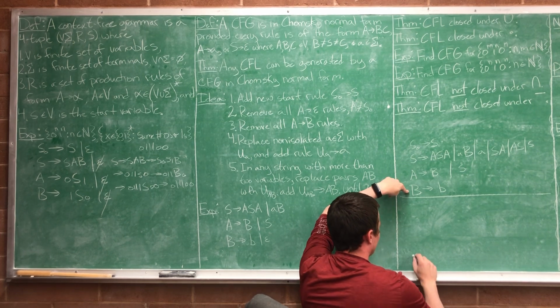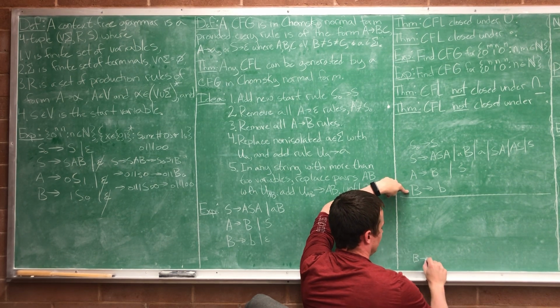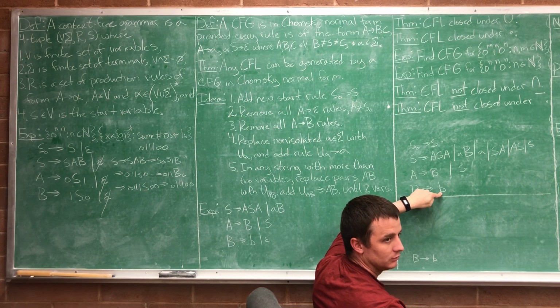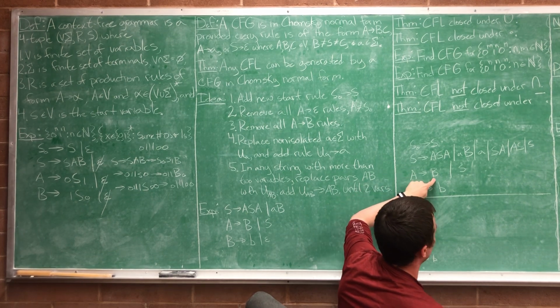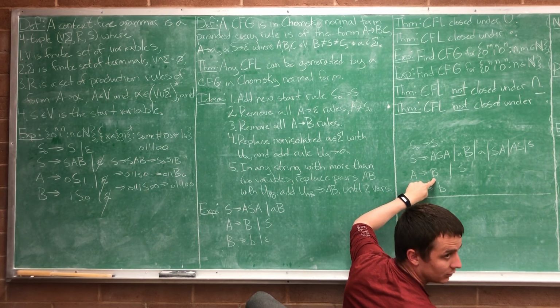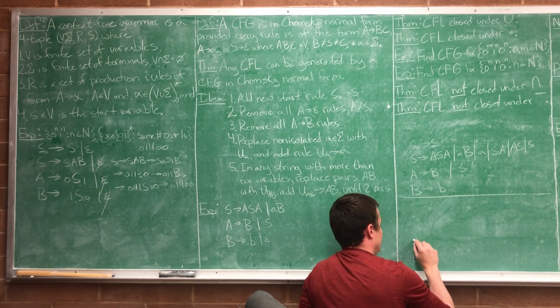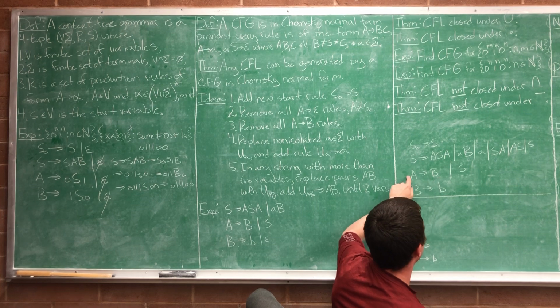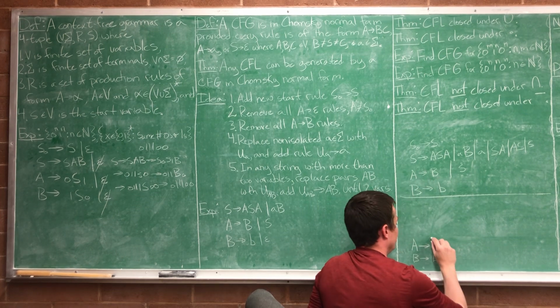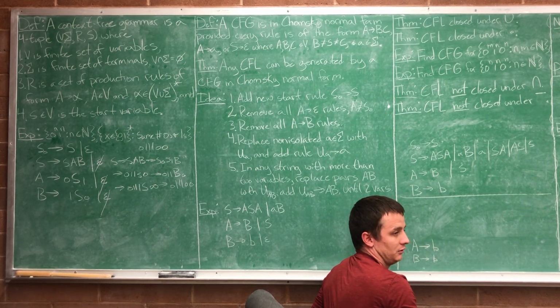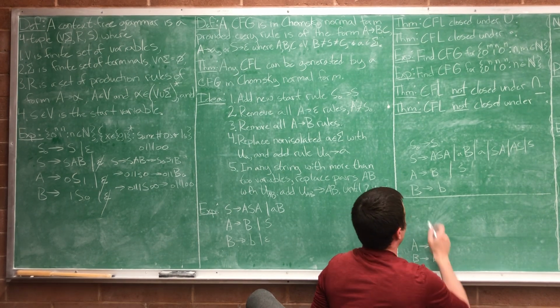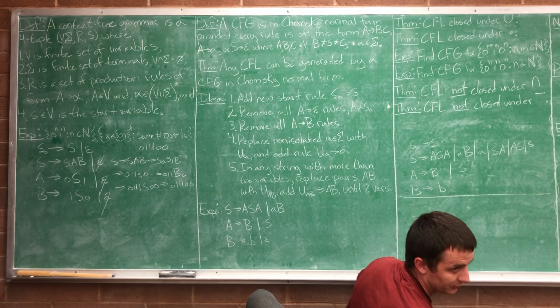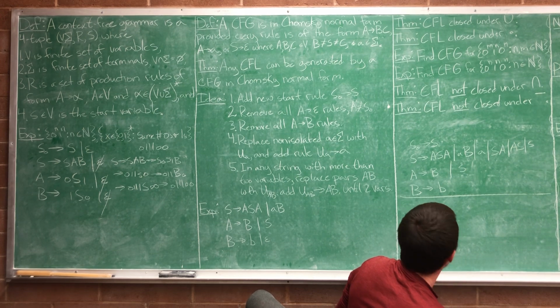So B goes to little b, that's still perfectly fine. Remember, little b is a terminal. All right, A goes to B, that's no longer allowed. So rather than A goes to B, we do A goes to whatever B could go to, which is little b, right? Now, A also goes to S, which is no longer allowed. Let's come back and fill that out.